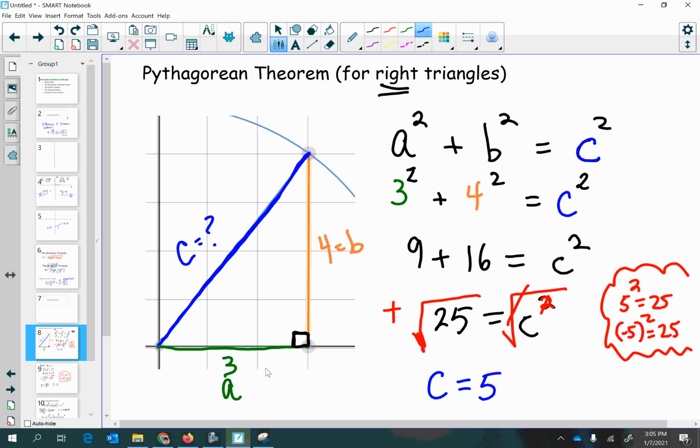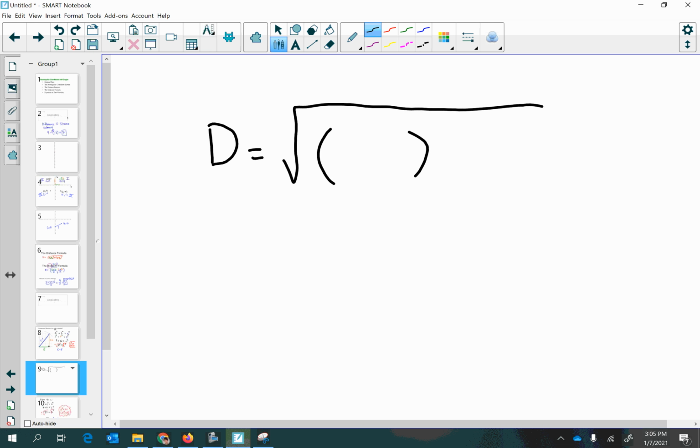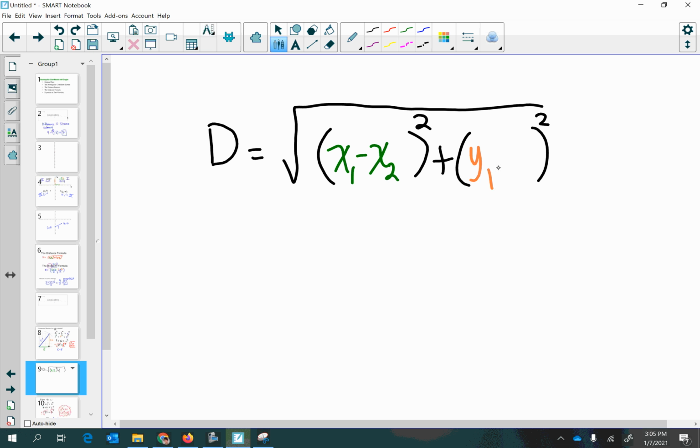All right, so what we have just done is we have used the distance formula in a more creative way. Let's take a look at that distance formula again. The distance formula is written as d equals the square root of two squared quantities added, right? And what are the differences there? x1 minus x2 and y1 minus y2.